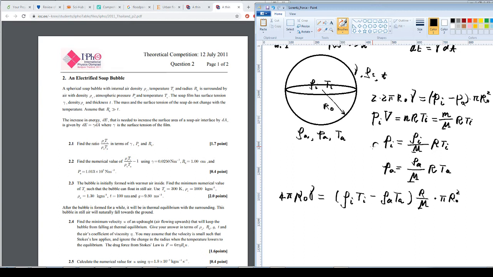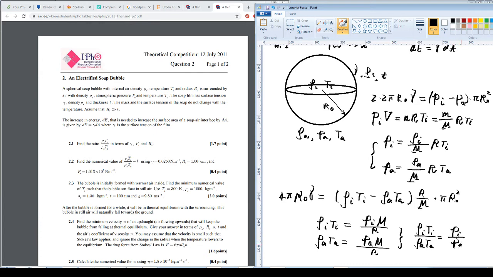Okay, and we can also see that rho I Ti equals Pi capital M over R, and rho A Ta equals Pa capital M over R. We divide them. That's the ratio they were asking, which is Pi over Pa.